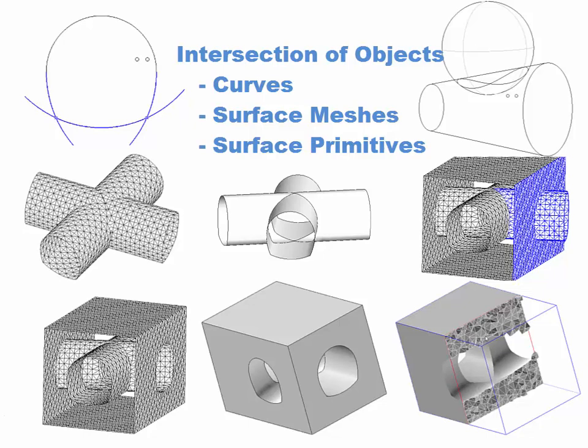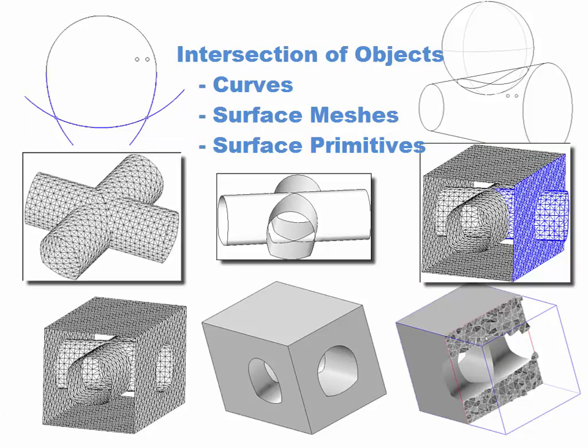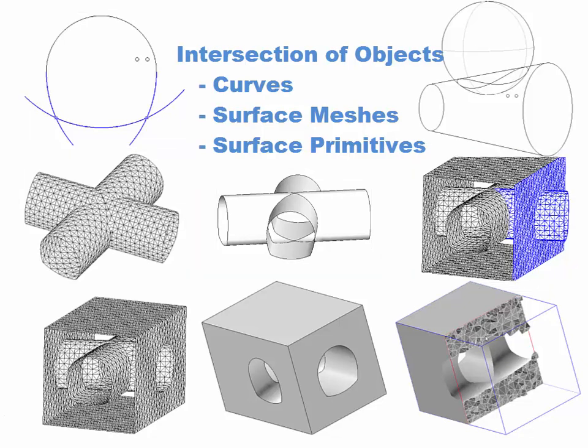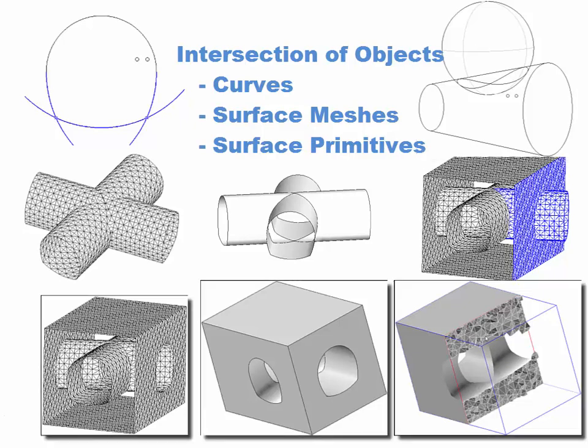Complex modeling can be facilitated by using intersection of two or more objects. Intersection can be applied only between objects of the same class, such as intersection between curves, intersection between surface meshes, or intersection between surface primitives. Operation of intersection enables building a complex model, composed of simple objects.